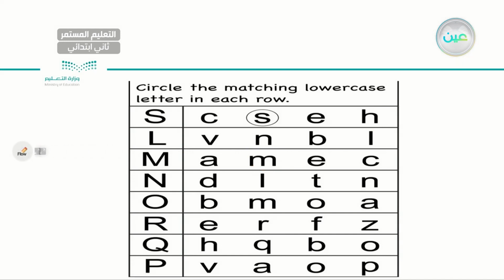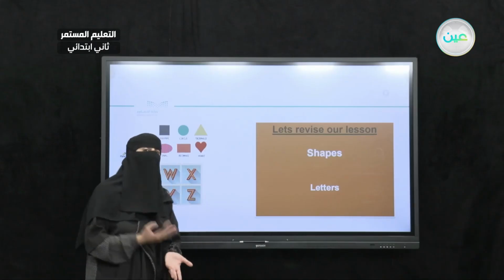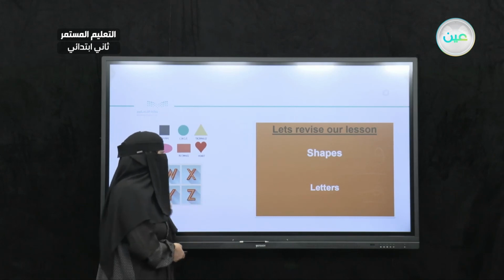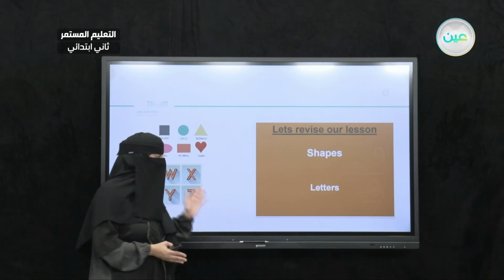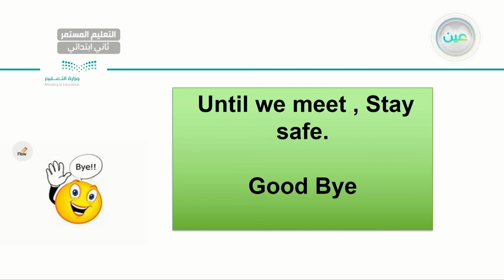So let's try to remember what we've learned in this lesson, my dear student. We introduced different shapes like circle, rectangle, line, oval, star, square, and also we introduced all our English letters, and we concluded with the letters W, X, Y, and Z. So that was my lesson, my dear student.